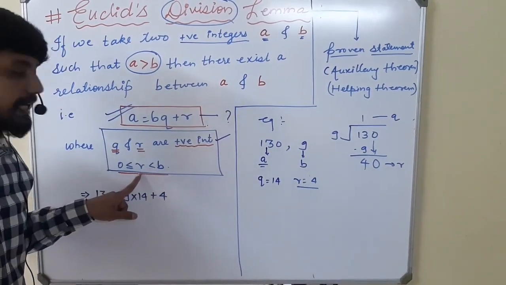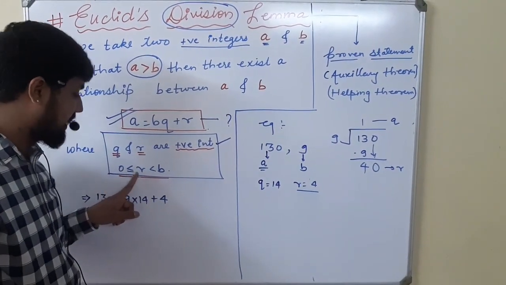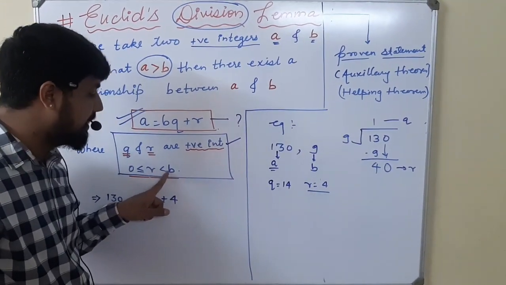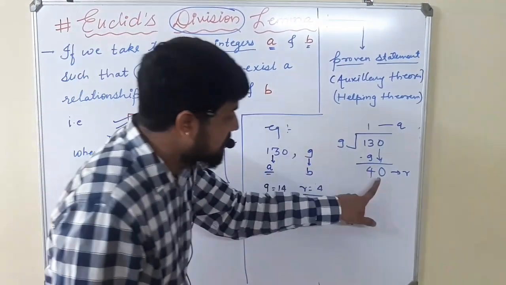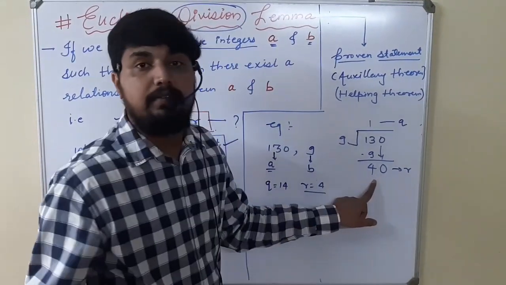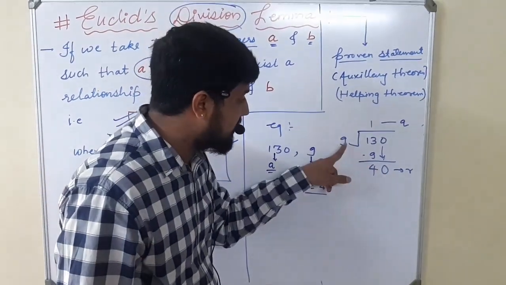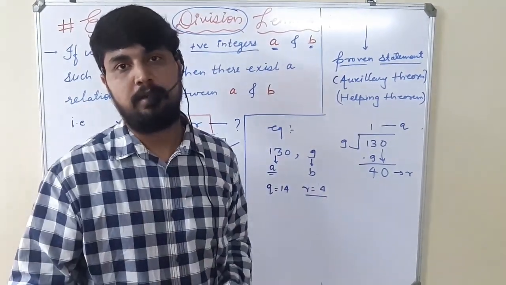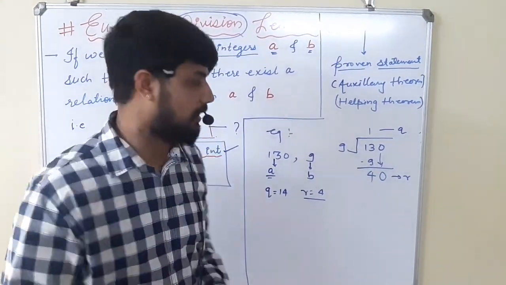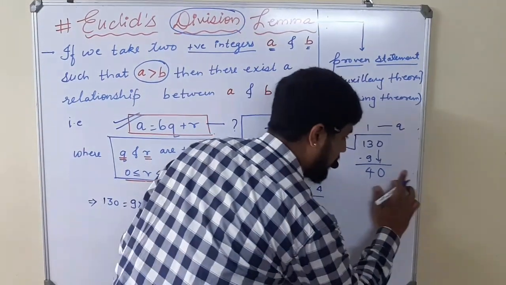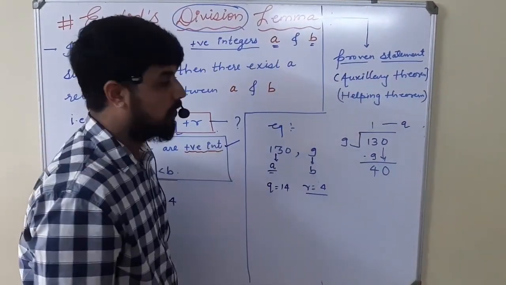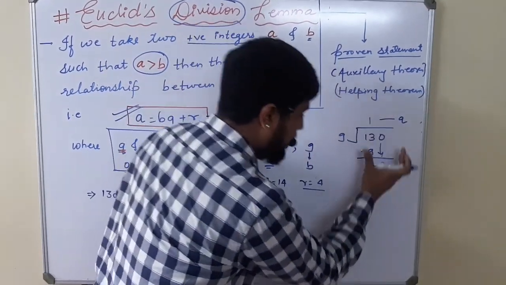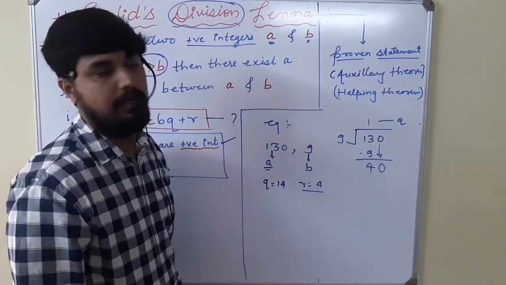But when we go through the second condition, the value of r is greater than 0. Yes, it is greater than 0, but the value of r should be less than b. That means this remainder should be less than our divisor. If the value of the remainder is greater than the divisor, that means that division is incomplete. You have not performed the complete division. So here we cannot say that r is 40. We have to perform the division again till the value of r is less than our divisor.